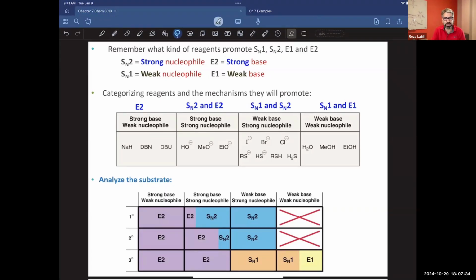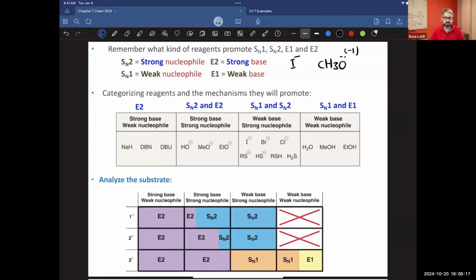The first thing that we need to know: when it comes to SN2 or E2, you need to have a strong base or strong nucleophile. And when it comes to SN1 or E1, we will be dealing with a weak nucleophile or weak base. For a strong nucleophile or strong base, look and see whether there is a negative charge on the nucleophile. If there's a negative charge, then you will be dealing with strong nucleophilicity or strong basicity. So look for negative charge.